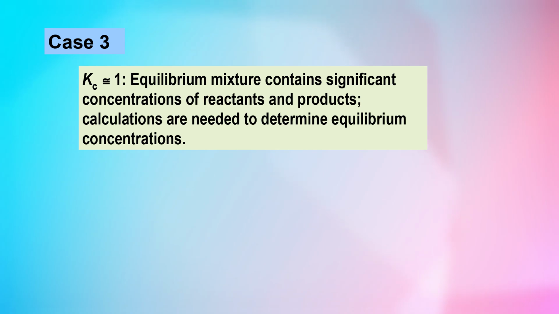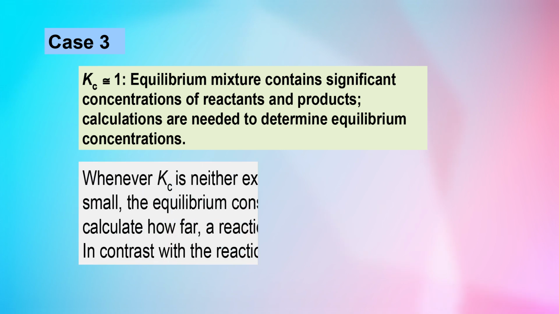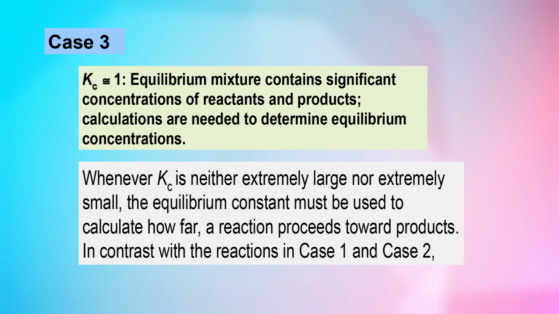Next is case 3, where Kc is almost equal to 1. Here the equilibrium mixture contains significant concentrations of both reactants and products, and here you do need calculations to determine equilibrium concentrations. So, we can find out from the equilibrium constant and calculate how far a reaction proceeds towards product, which is not required for cases 1 and 2, where Kc is much greater than 1 or much less than 1.